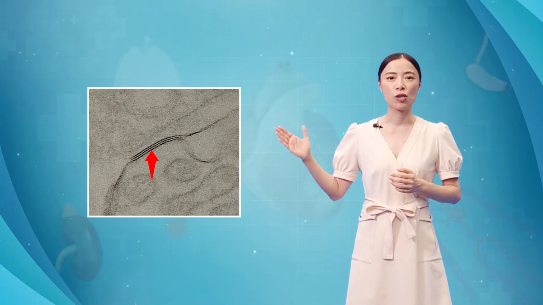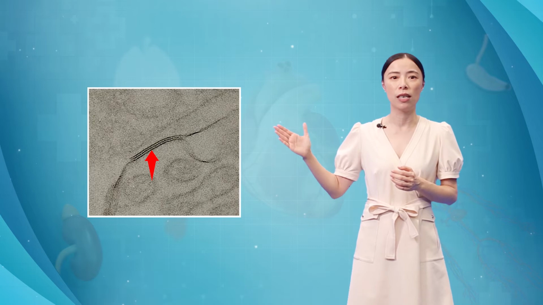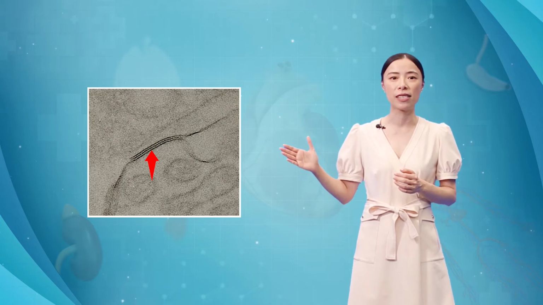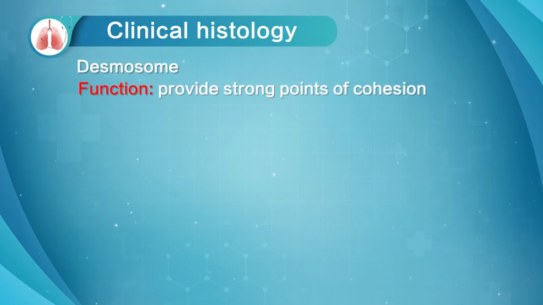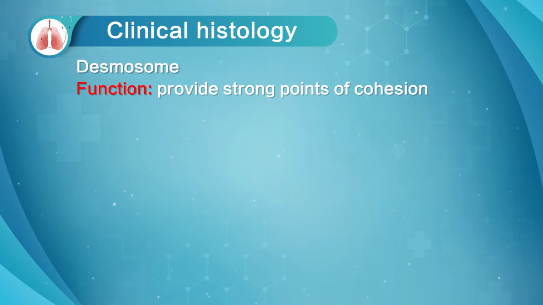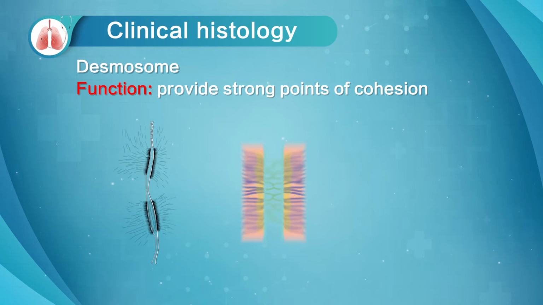This electron micrograph shows a cross-section of the epithelial cell tight junction. In addition to the tight junction, desmosomes also play a role. These are especially advanced in the stratified squamous epithelium of the skin and esophagus, which are vulnerable to friction. Let's take a closer look.